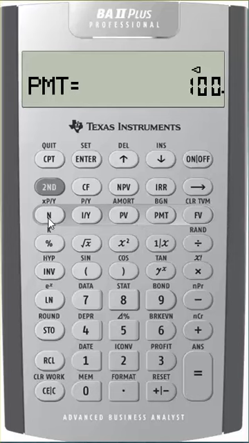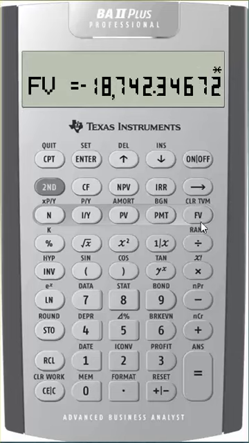So we have 144 periods, 4.25 interest I'm going to be earning. I have my 100 payment, i.e., I'm making a $1,200 yearly payment. However, because of the compounding factor, it's a 100 payment. And then what's the future value? Compute future value: $18,742.35. And that is your answer.